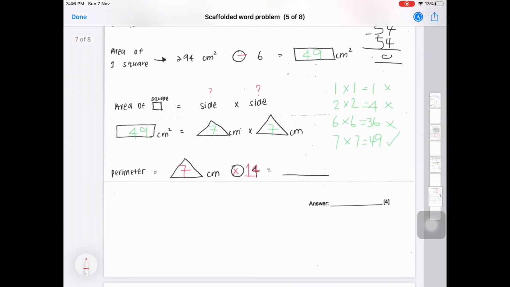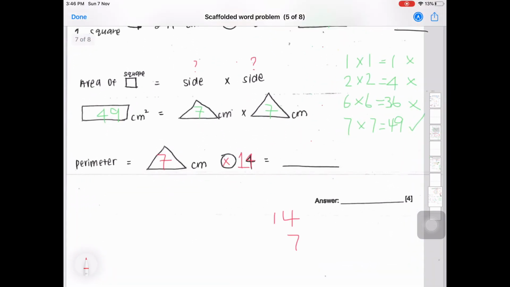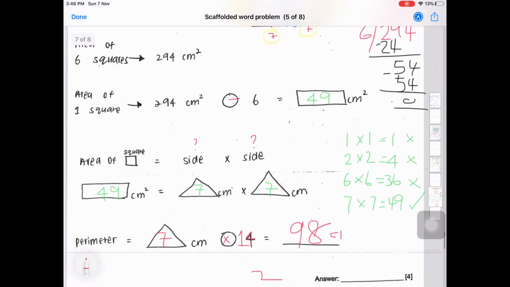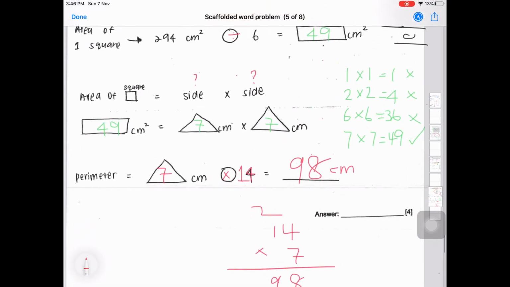centimeters. So let's do workings. 14 times 7. 28, 70, 98. So the perimeter is 98. And the unit is centimeters. So let's write down our answer with the units: 98 centimeters.